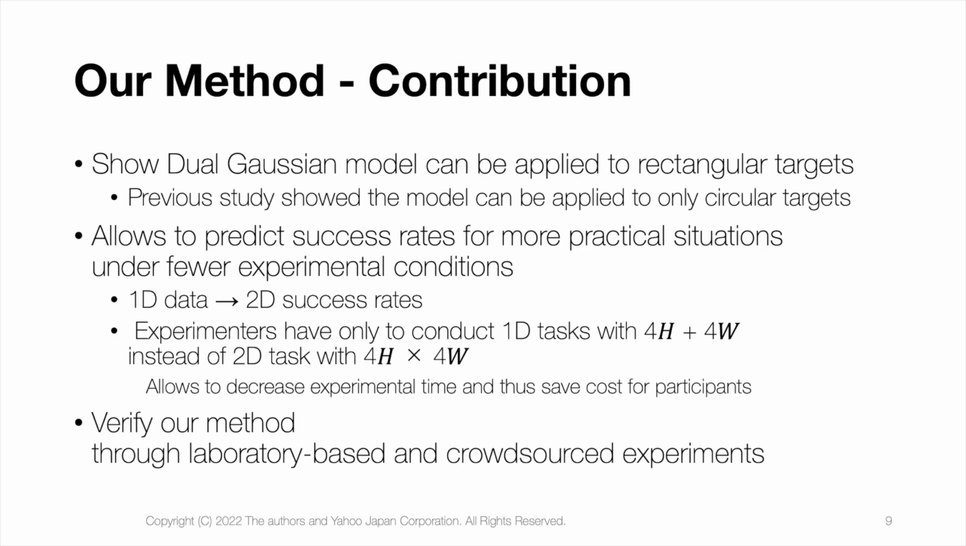First, we show that the dual Gaussian model can be applied to rectangular targets. A previous study showed that the model can be applied to only circular targets. Second, our method allows us to predict the success rates for more practical situations and few experimental conditions. In short, our method can predict the success rate for the 2D targets from the 1D task results.